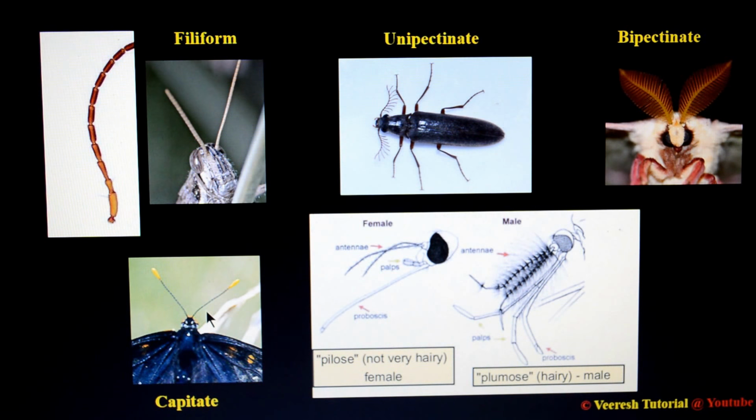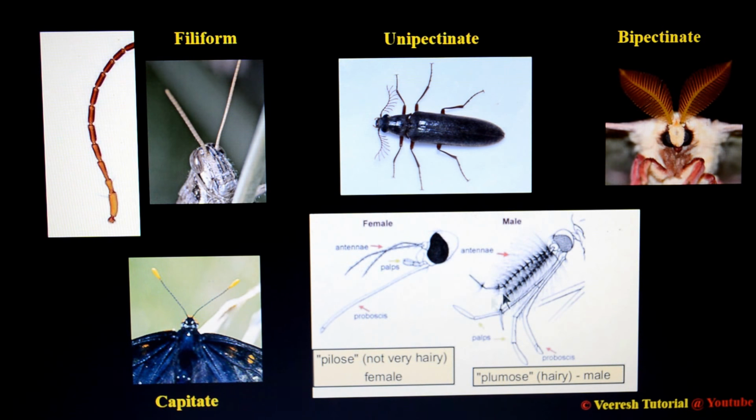And next one, the capitate type of antenna. It is also called the knobbed type of antenna. The terminal segments become enlarged suddenly. So you can see here the terminal segments become enlarged suddenly. This type of antenna you can see in skippers and Nitidulidae beetles also.